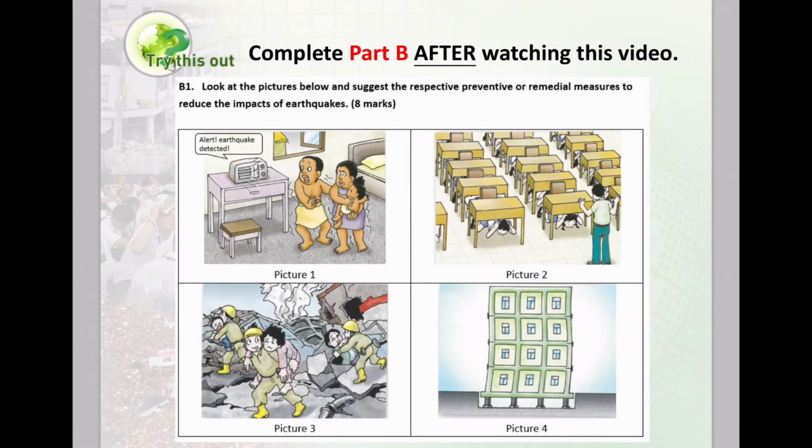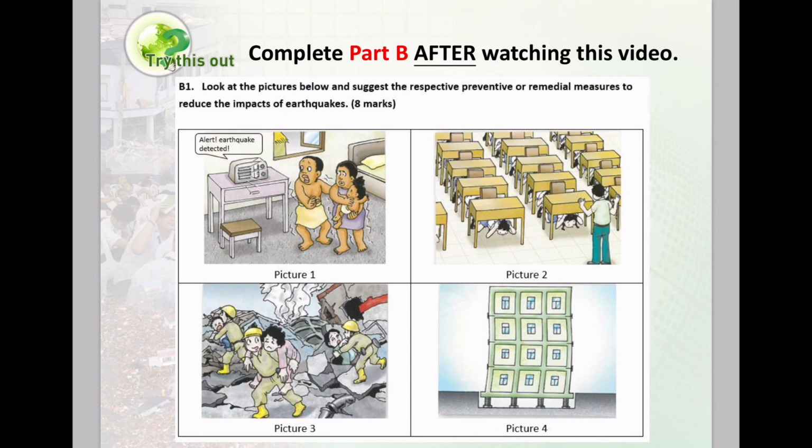Okay, and so this is what we have learned today. And you have to complete part B after watching this video. And I would like to spend some time to explain some of the questions in part B with you so that you can complete it after this video. And please note that this part will be marked and marks will be given.